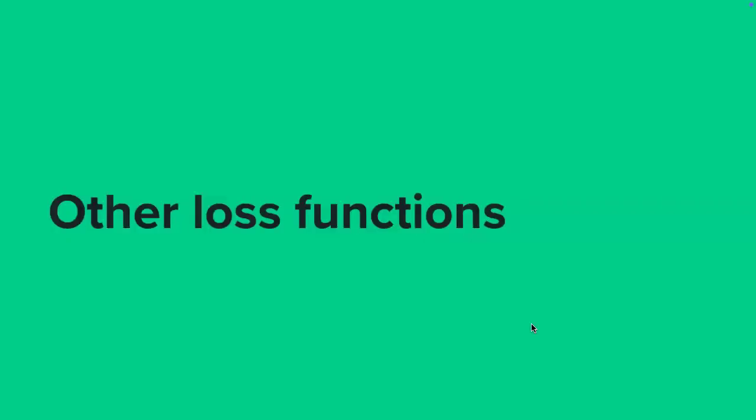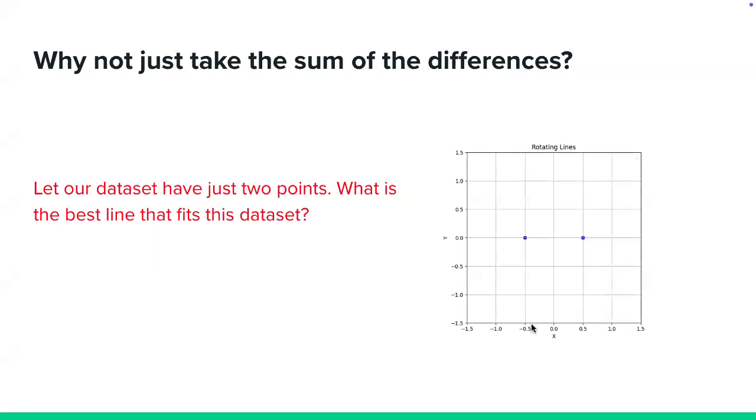So now we are going to look at other loss functions. So you may be wondering, why did we take the squared differences, the sum of the squared differences? Why did we not just take the sum of the differences? So we're going to try that in this example.